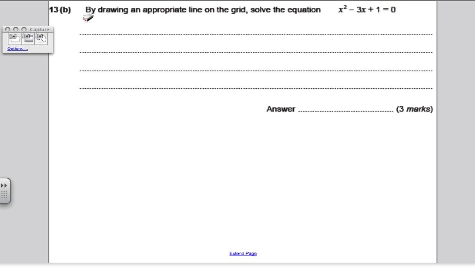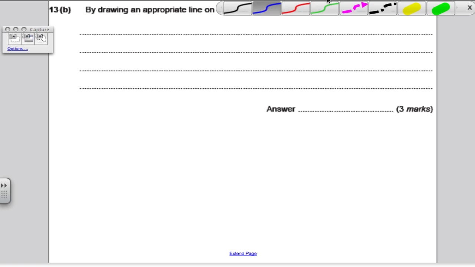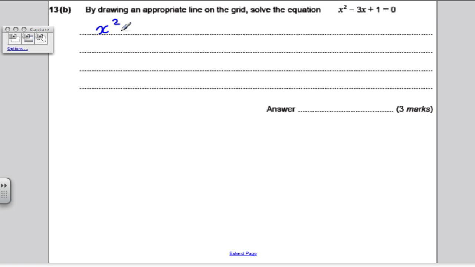Okay, 13b is quite a tricky question to be honest here. Let's have a go at it. It wants you to solve the equation x squared minus 3x plus 1 is equal to 0 by using the previous graph you had on the previous page, which was x squared minus 4x plus 3. You had that graph.